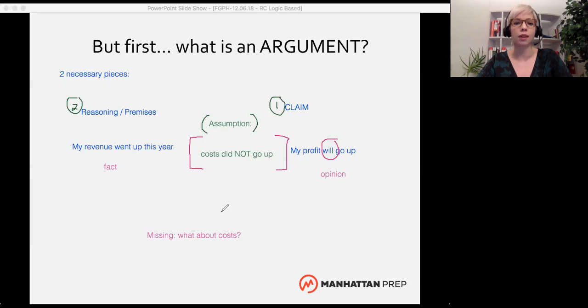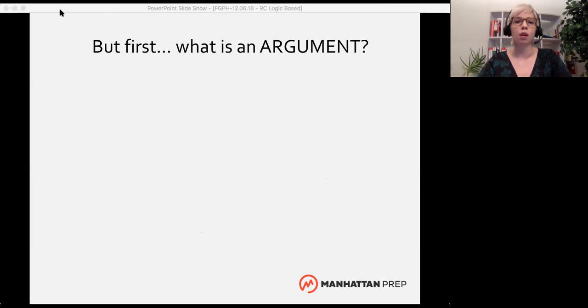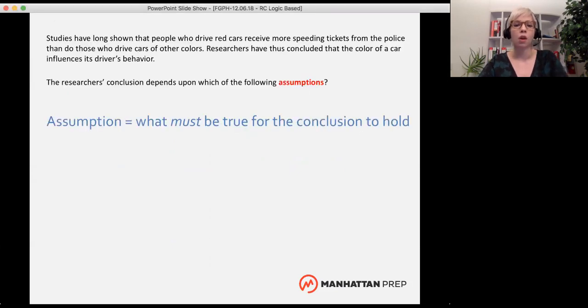Yeah, that is the general idea. Find what the main point is, find the reasoning for it, ask yourself about what's missing. So, coming back to this argument, we want to figure out, okay, the researcher's conclusion depends upon which of the following assumptions. In other words, what is the thing that was not stated but that would have to be true for this conclusion to hold? So in order to find that, we need to find two things first.